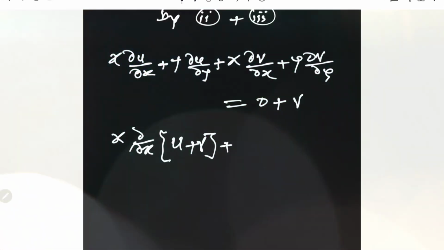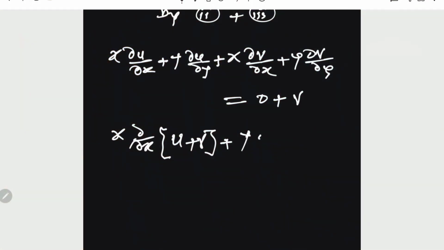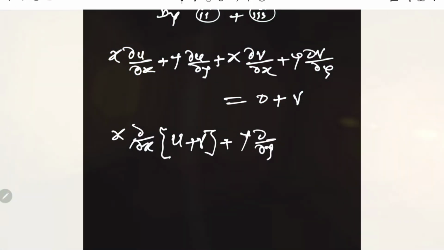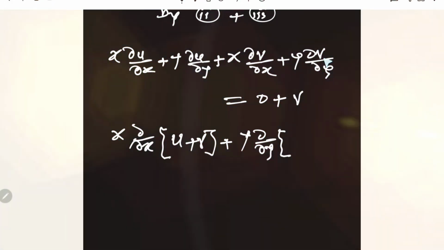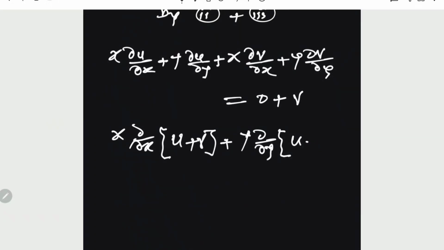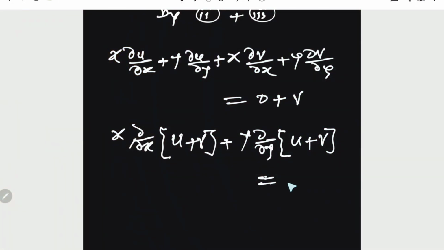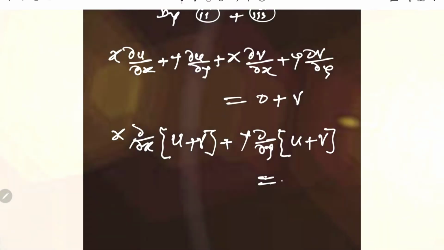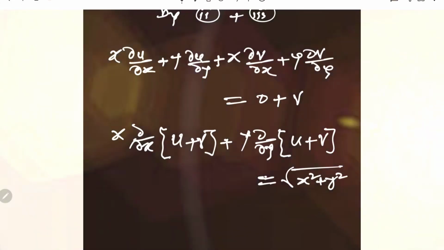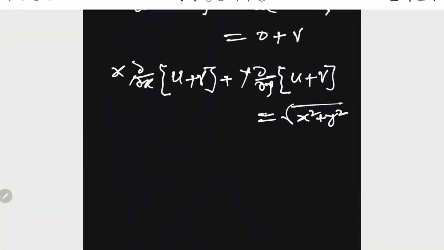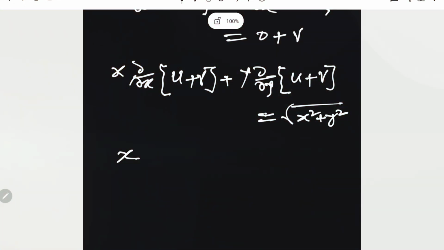plus there are two terms of y dou by dou y. Again taking common, operated first on u and then on v. Therefore, remaining terms are u plus v, and that is equals to v. What is v? Root of x square plus y square. And therefore, we get the required value. x, u plus v is nothing but capital T.